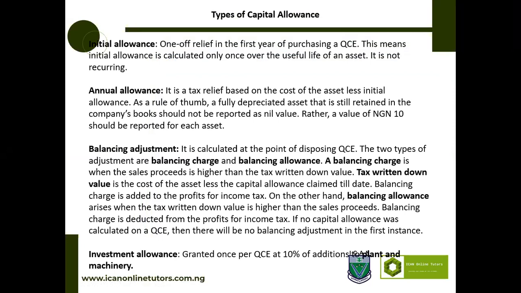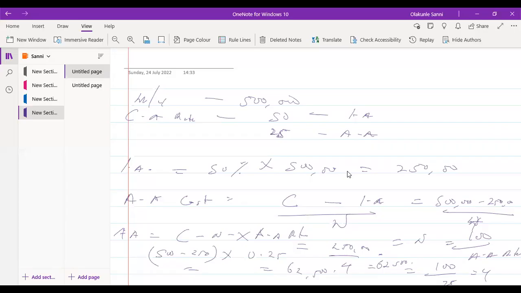The tax written down value is always the cost of the asset less the total capital allowance that has been enjoyed on the asset. Back to our example. If the cost of the asset is 500,000 and I enjoyed an initial allowance of 250,000 and an annual allowance of 62,500, definitely my tax written down value equals the cost less the initial allowance less the annual allowance. What is my cost? 500,000 minus 250,000 minus the what?